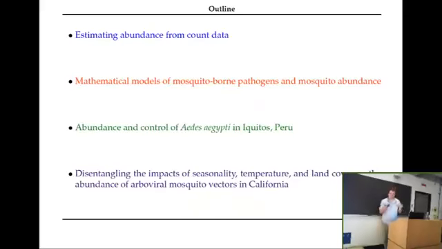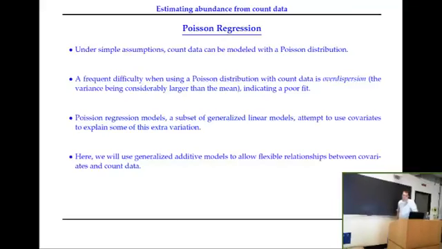I'm going to give an even simpler overview of mathematical models of mosquito-borne pathogens and where mosquito abundance does, or more often than not does not, fit into those models. And then finally, I'm going to go through 2 case studies applying the methods I'm going to describe. The first being modeling the Aedes aegypti abundance in Iquitos, Peru, and second, modeling some Culex and Aedes species within California.